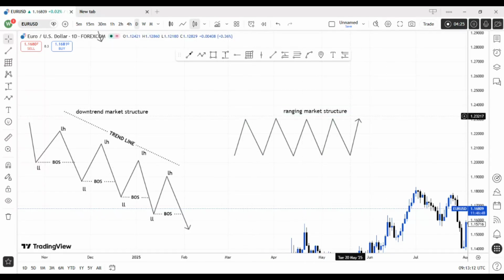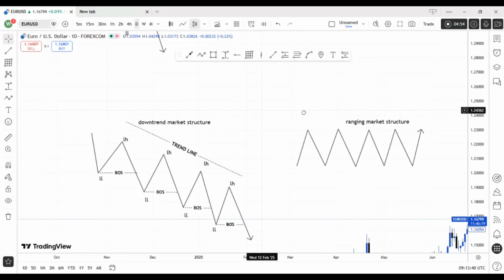This ranging market structure forms when all the factors of the economy are equal. Here, buyers aren't very strong and aren't very low, and the same goes for the sellers. So the market is just ranging, moving in a consolidation way. With time, we shall look at the chart and identify these market structures.